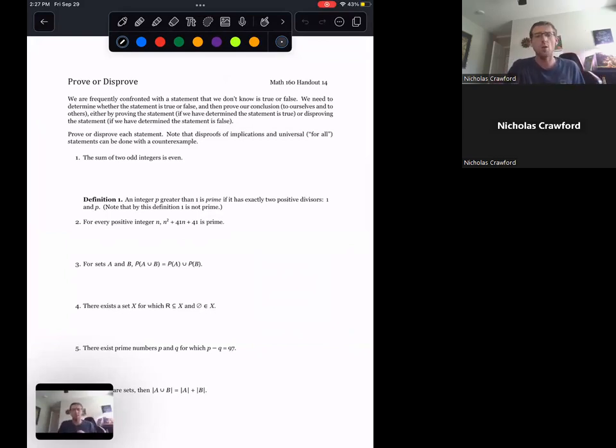We start with a simple example. Let's try 3 plus 5. Well, 3 plus 5 is 8, and that's even. So we go, okay, it might be true. Let's try a different one: 7 plus 9. This is 16. That's also even. So we tried a couple examples and saw they were true. Maybe we're going to try and prove this.